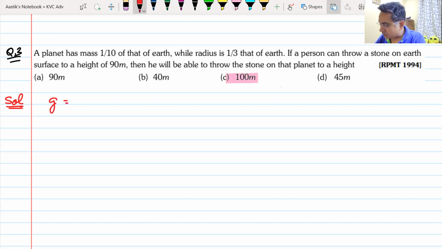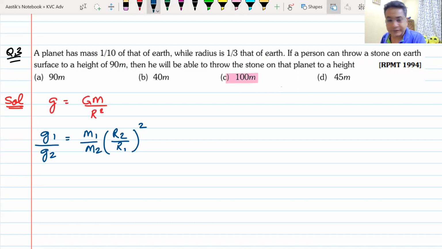So how do you get to this? g equals GM by r square. G is constant. So if I write g1 by g2 it will be equal to M1 by M2 into R2 by R1 whole square. Yes or no? I will have to find g on that planet. If g1 is g on Earth, I will have to find g on that planet. So I have to find the value of g1 or g2 depending on which you call gravity on Earth. If I call gravity on Earth as g1, I will get g2 as 9 by 10 times of g. Yes or no? Yes, sir.